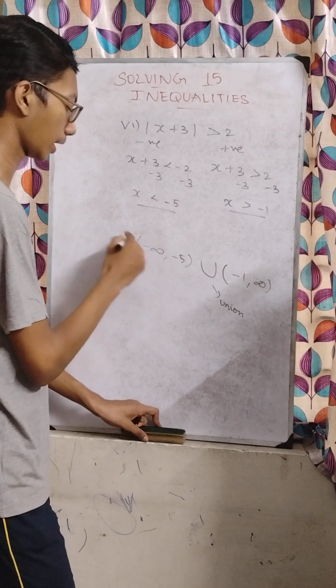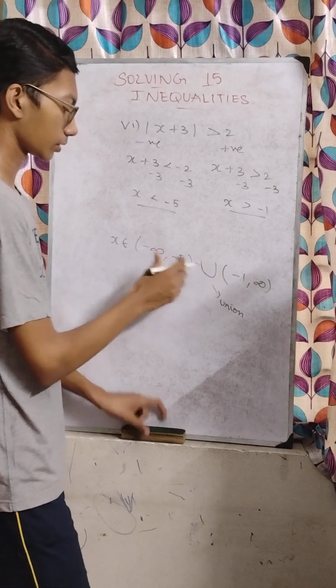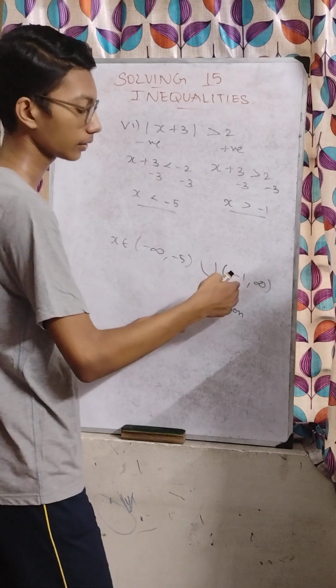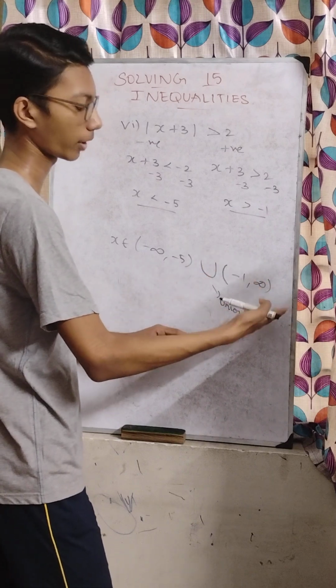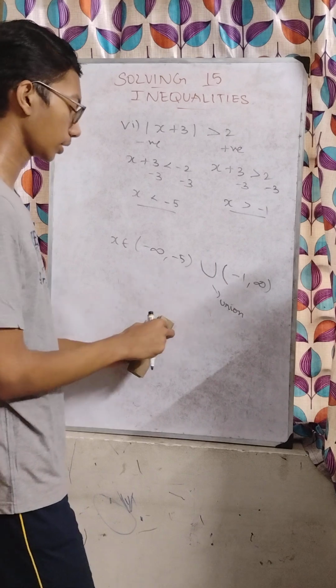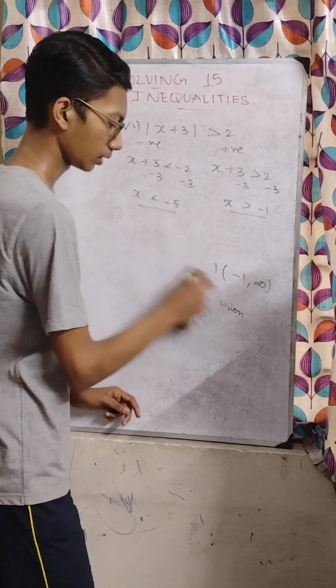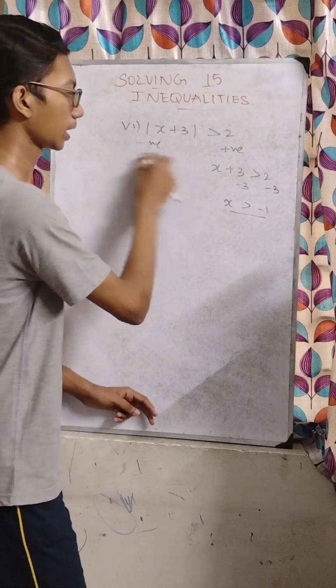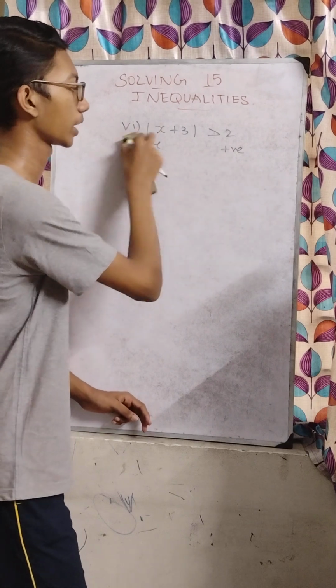So the value of x is this. The x value should be less than minus 5 or greater than minus 1. But minus 1 and minus 5 are not included, and that's the meaning of this notation. That's the thing about modulus, it requires two cases to be solved.